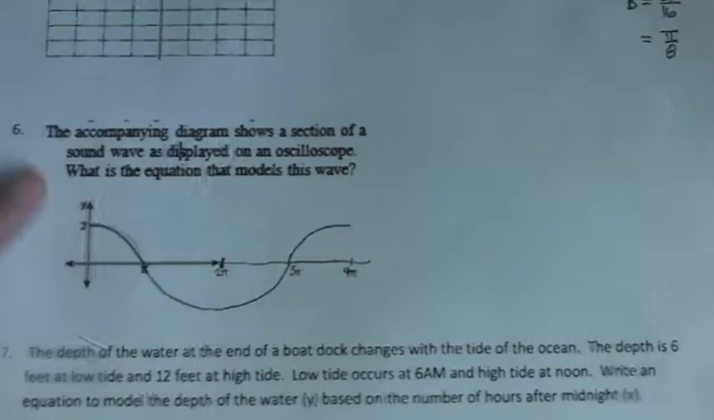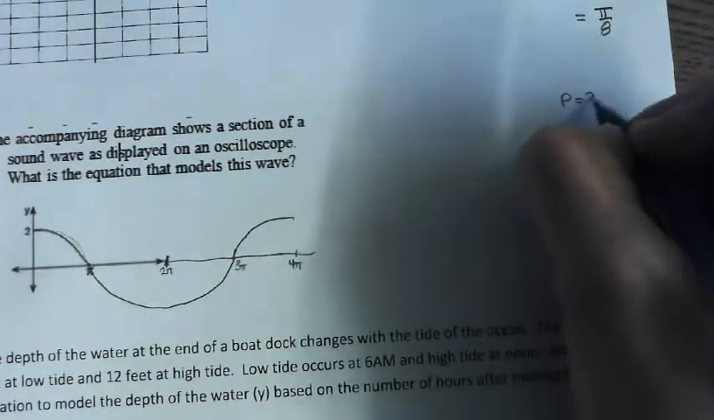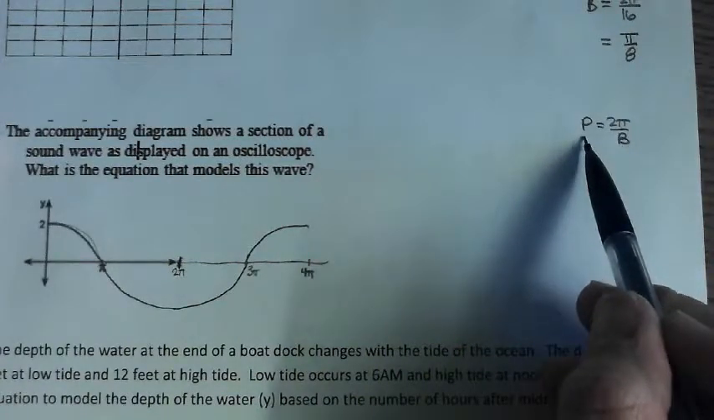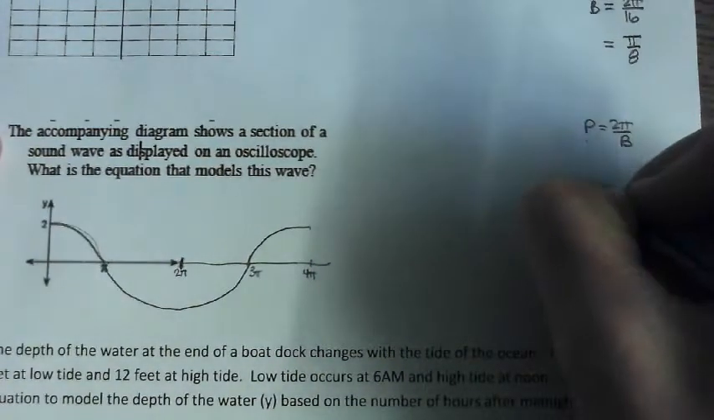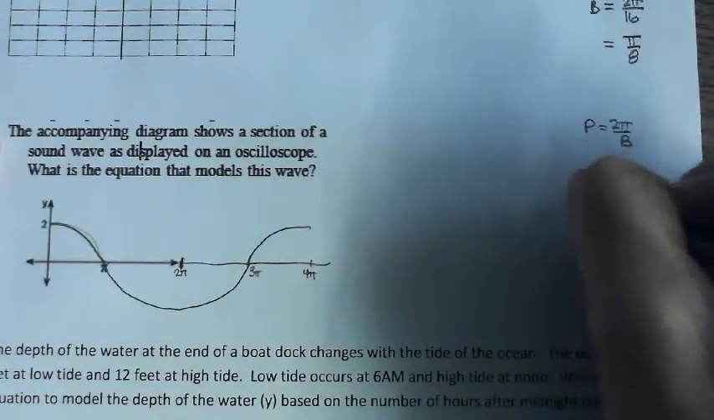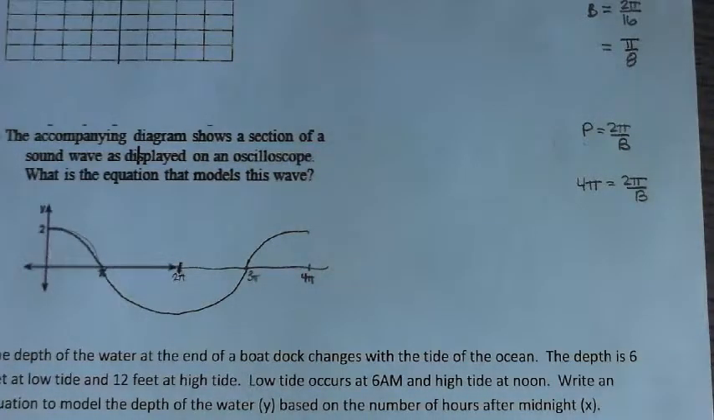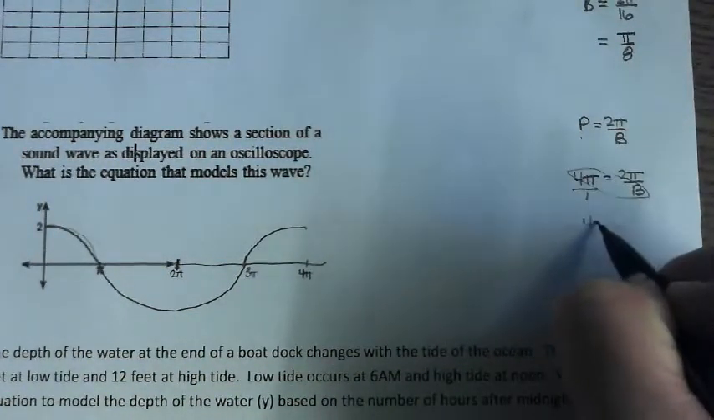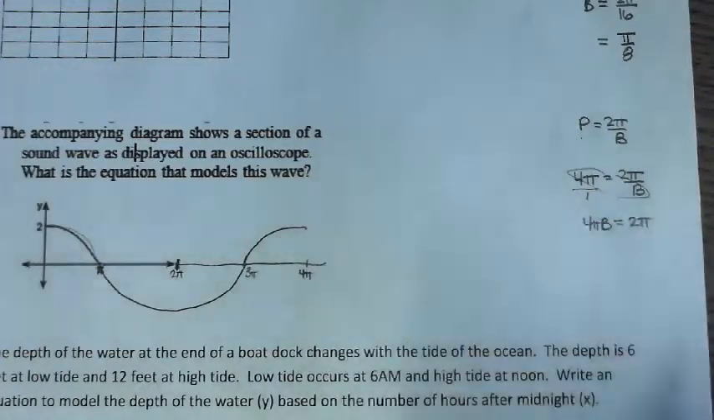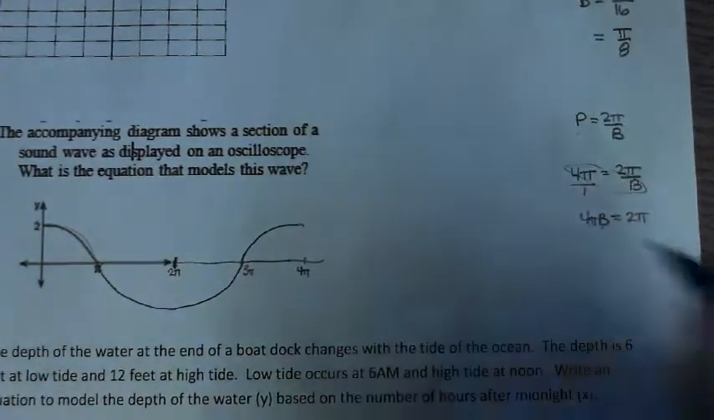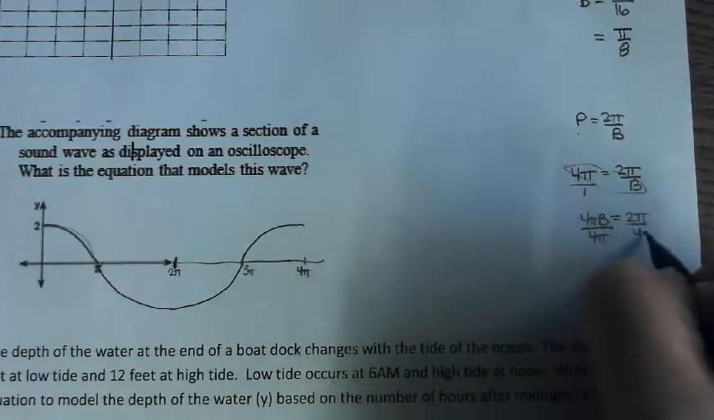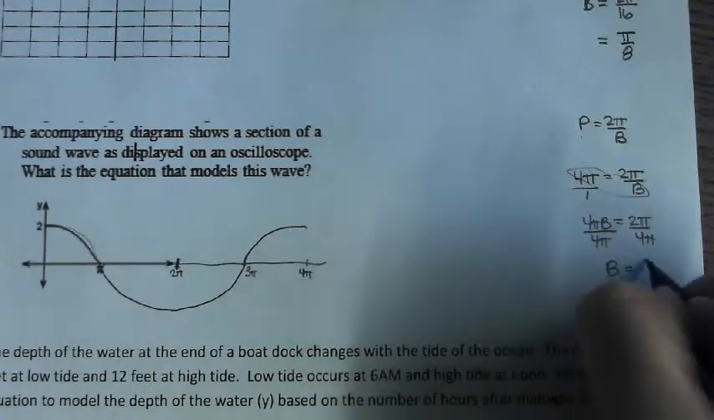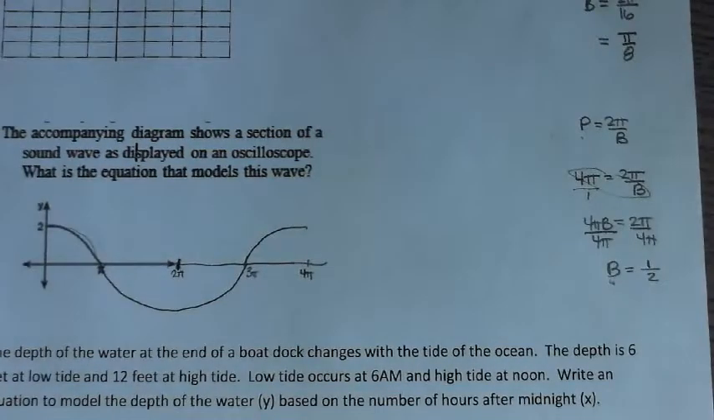4 pi. So the period, which equals 2 pi over b, we've just decided that the period is 4 pi. So we're going to solve for b and get that out of the way, and then we'll worry about a, c, and d. So if you put this over 1 and cross multiply, we get 4 pi b equals 2 pi. We have to get b all by itself, so we divide both sides by 4 pi. And b equals what? 1/2. So that's out of the way.